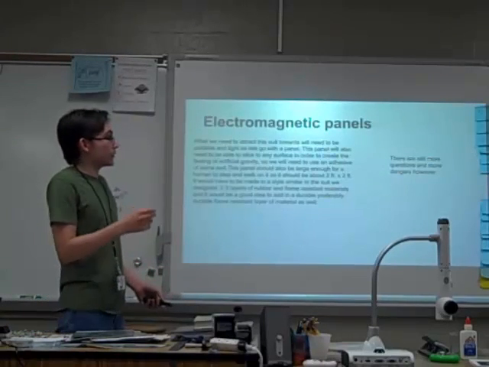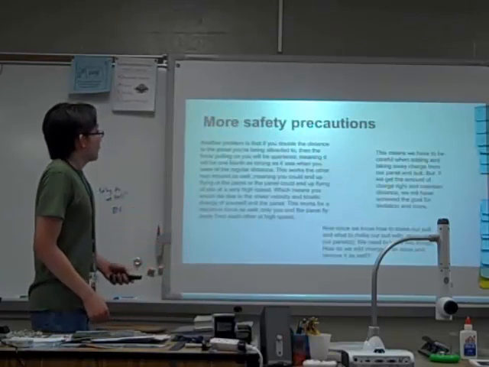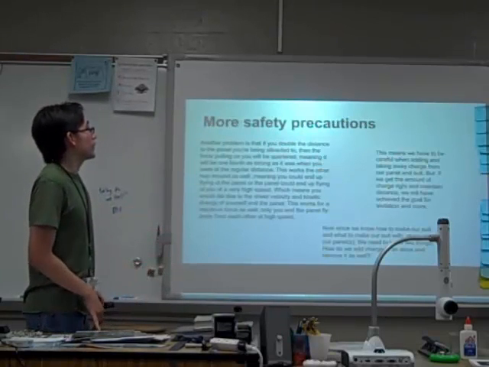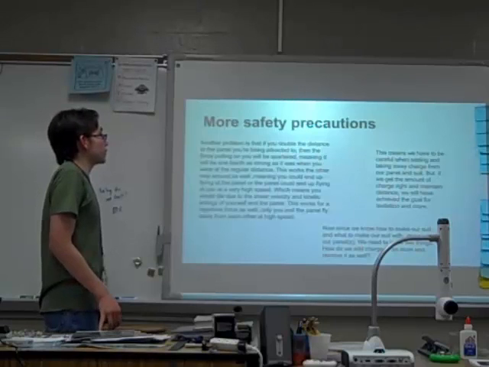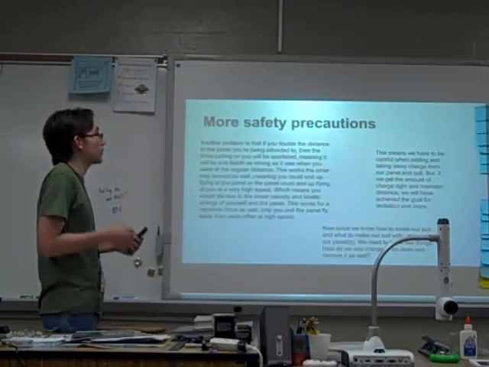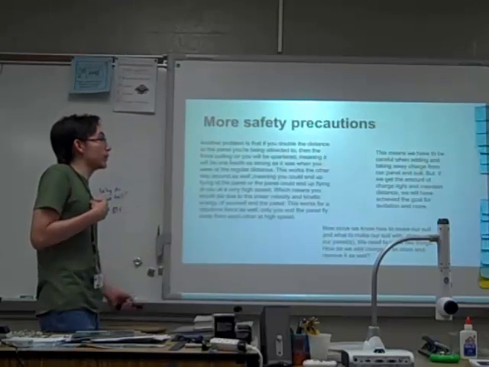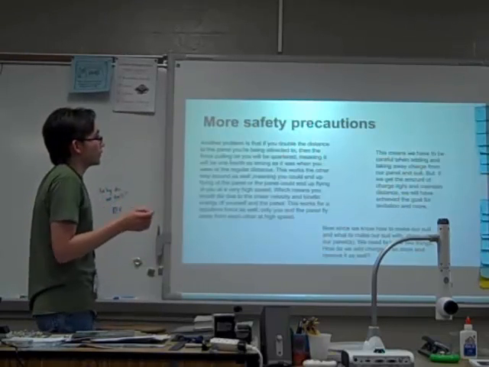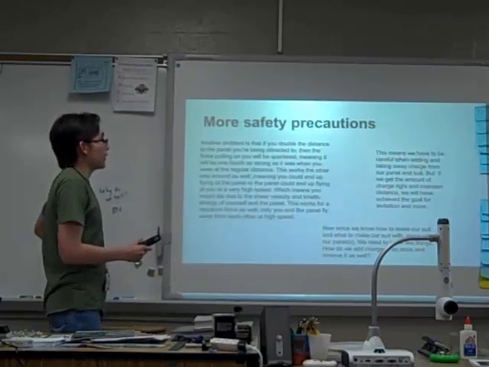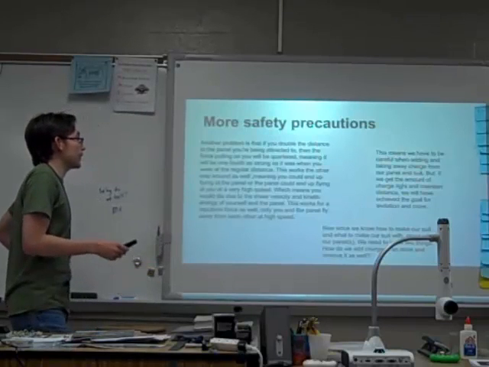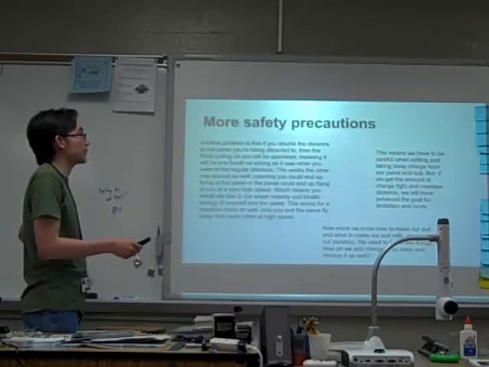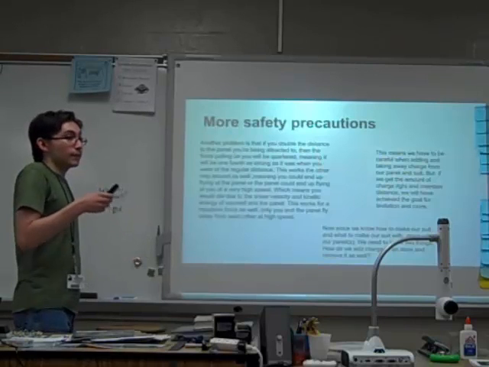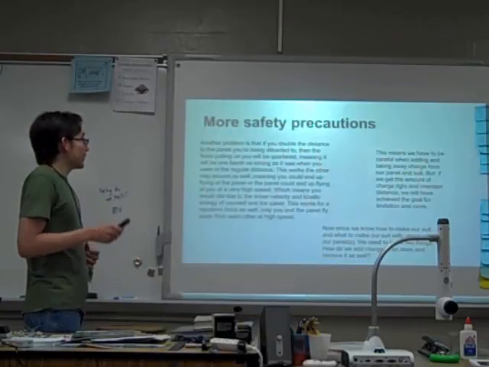There are still more questions and dangers, however. The other problem is that if you double the distance to the panel you're being attracted to, the force pulling or pushing on you will be quartered, meaning it will be 1/4 as strong as it was at the regular distance. This works the other way around as well, meaning you can end up flying at the panel, or the panel can end up flying at you. That's super fast.